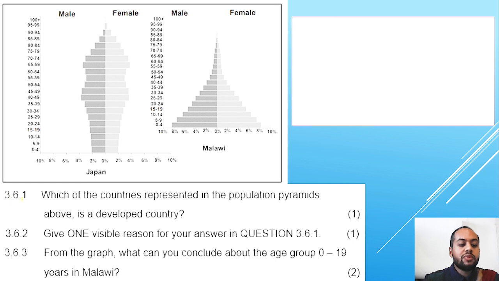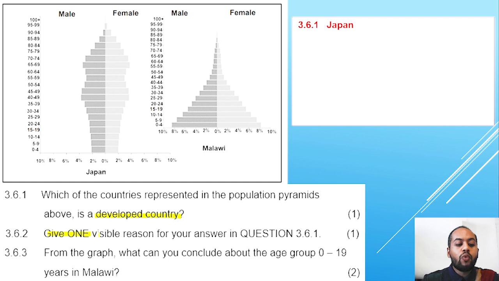The first question, 3.6.1, says which of the countries represented in the population pyramids above is a developed country? Remember, a developed country will not have a triangular shaped pyramid. It's going to be similar to the one on the left. Therefore, for 3.6.1, Japan would be the answer.